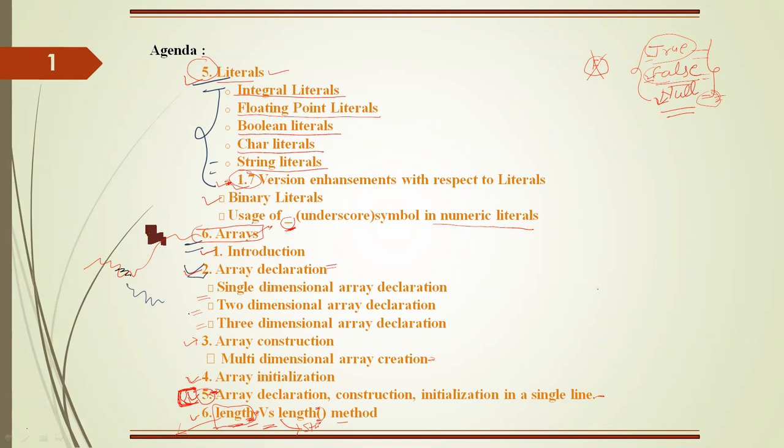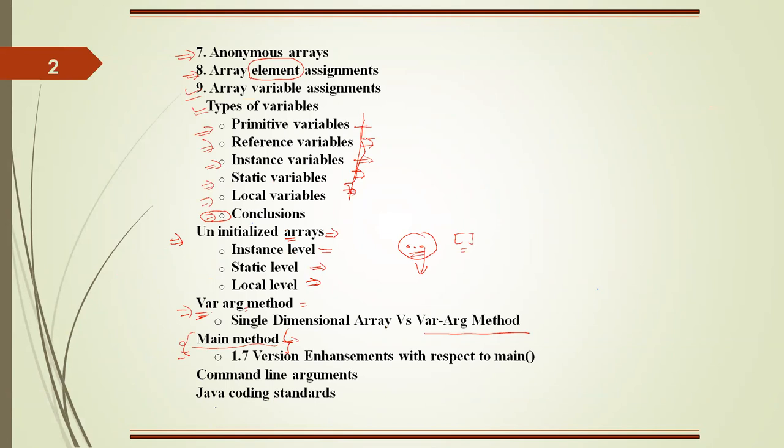Array declaration: how to declare an array. Inside array declaration, we have three types: single dimensional, two dimensional, and three dimensional arrays. In array construction, how to construct the array, array initialization, and array declaration in a single line. We have seen the length variable versus the length method. We learned the anonymous array, array element assignment, and array variable assignment.